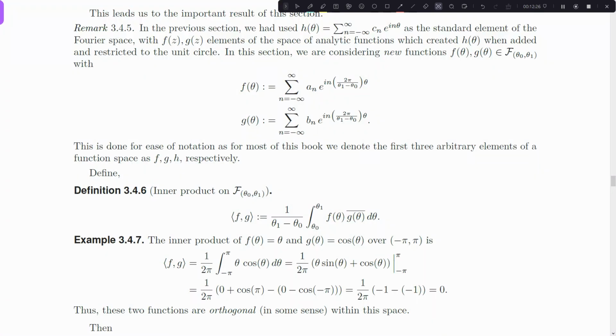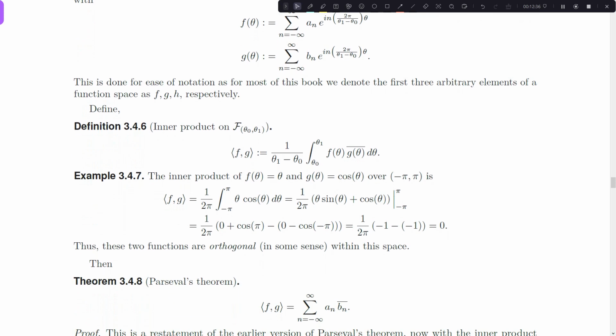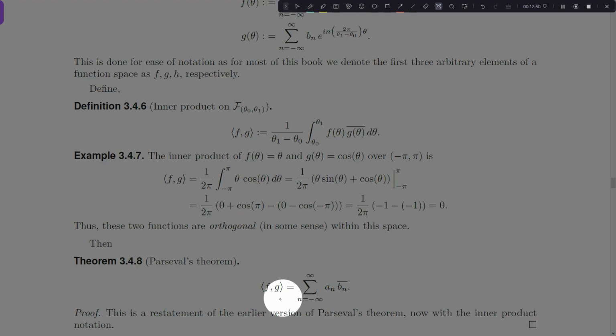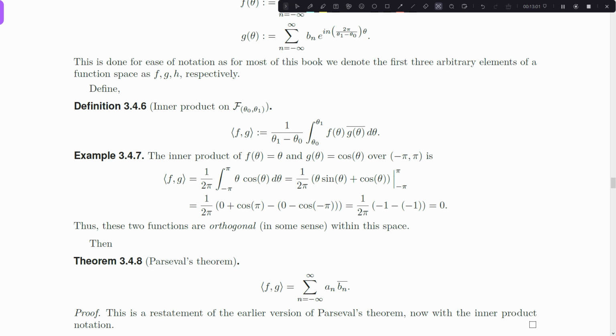Now, I haven't really shown you why we should think about a definition like this as an inner product. But if I move down by one line, you'll see why. And that's right here with Parseval's theorem. So we recall Parseval's theorem from the previous section, but now I'm writing it out a little bit more explicitly, and I'm claiming that the inner product of f with g is the infinite series over n, from minus infinity to infinity, of the coefficients of f times the conjugate coefficients of g.